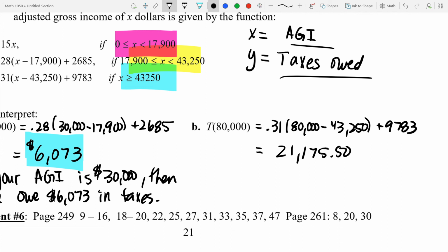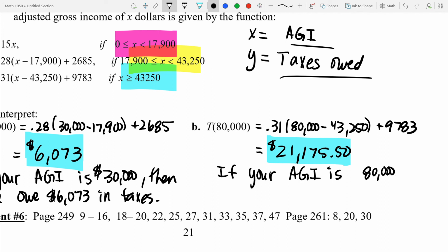Yes. The label is dollars, and the dollar sign goes at the beginning. So my sentence is, if your AGI is $80,000, then you owe that money in taxes.